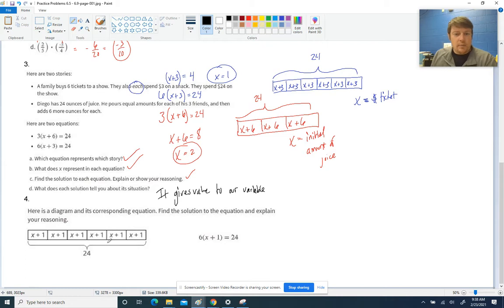Okay, last thing. I give you the diagram. I give you an equation. All you have to do is use a strategy to find the solution. So we've got 6 groups of 1, 2, 3, 4, 5, 6 groups of X plus 1. So X plus 1, or a single X plus 1, must be equivalent to the 24 split into 6 groups. So if 24 was split into 6 groups, every one of these would have a value of 4, because 4 times 6 is 24. So X plus 1 must be 4, and hence X is 3, because 3 plus 1 is 4.